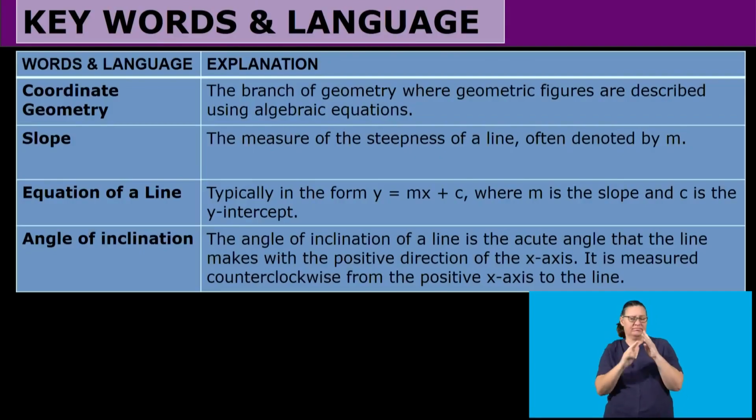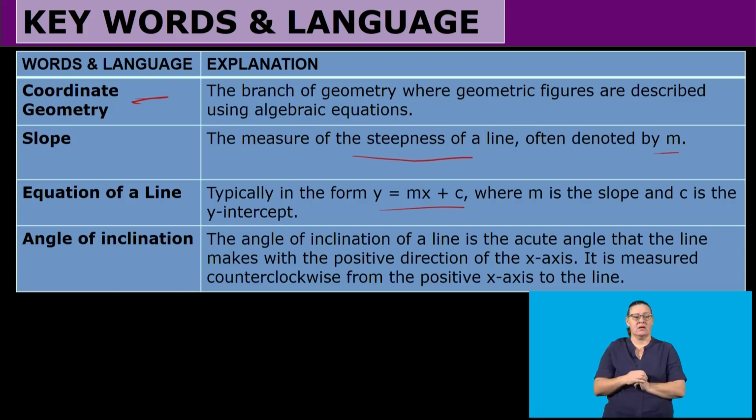Some of the key words that you see often being used in analytical geometry: another word for analytical geometry is often coordinate geometry, and that's the branch of geometry where geometric figures are described using algebraic equations. So in other words, it's geometry on the Cartesian plane. A slope tells us the measure of the steepness of a line. It's often denoted by m, which is the gradient. Equation of a straight line is given by y is equal to mx plus c, where m is the gradient and c is the y-intercept.